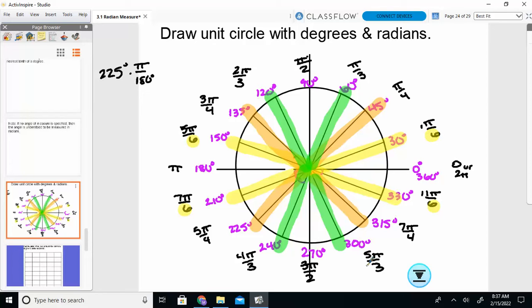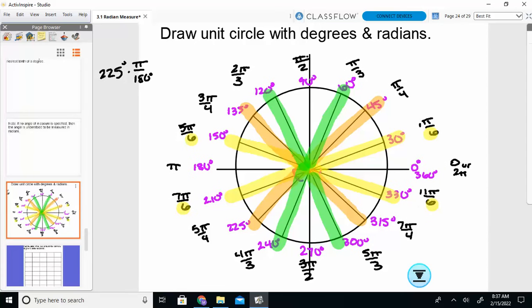If you take the bottom, 6 times 2 is 12, minus 1 is 11. 4 times 2 is 8, minus 1 is 7. 3 times 2 is 6, minus 1 is 5. So in the fourth quadrant, it's double minus 1.